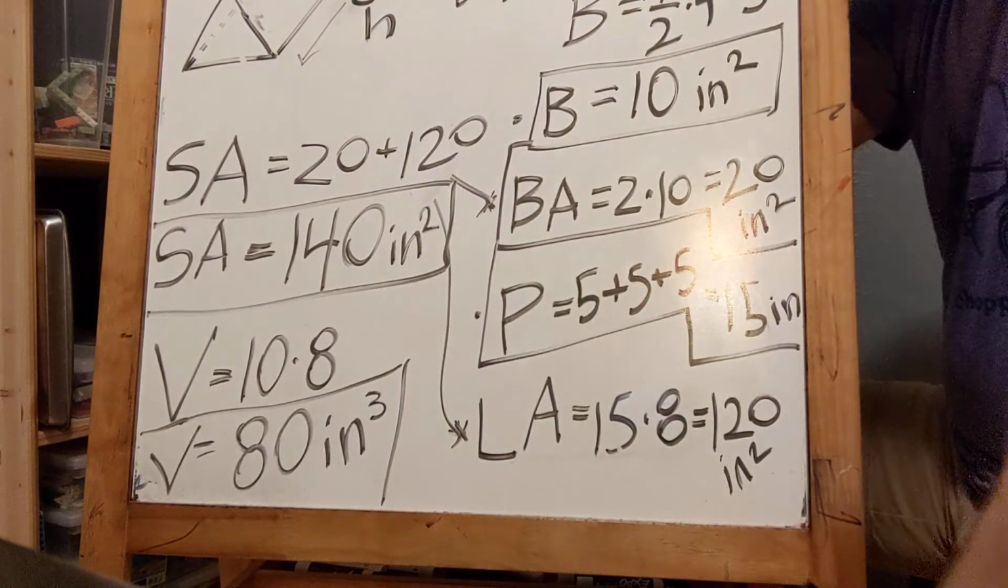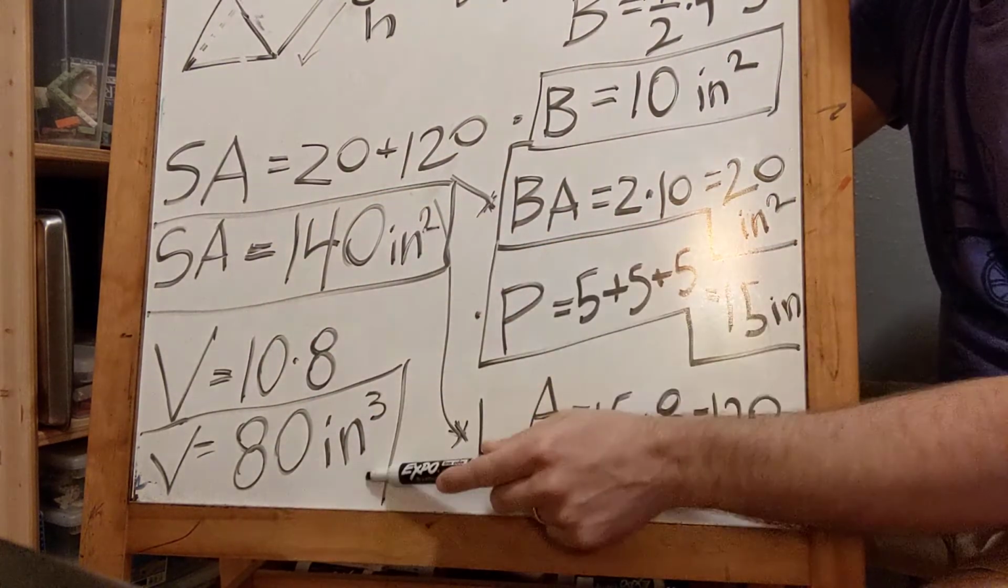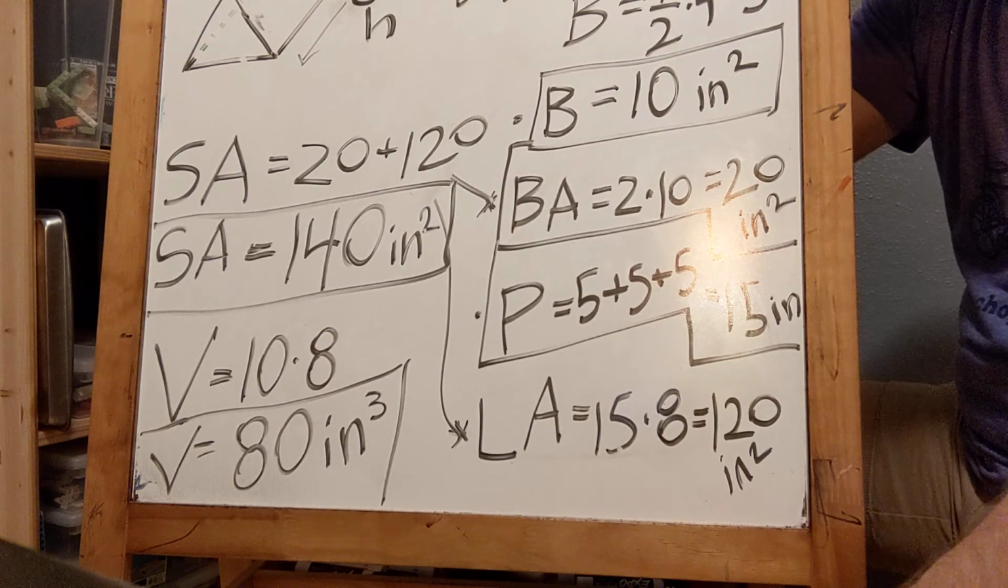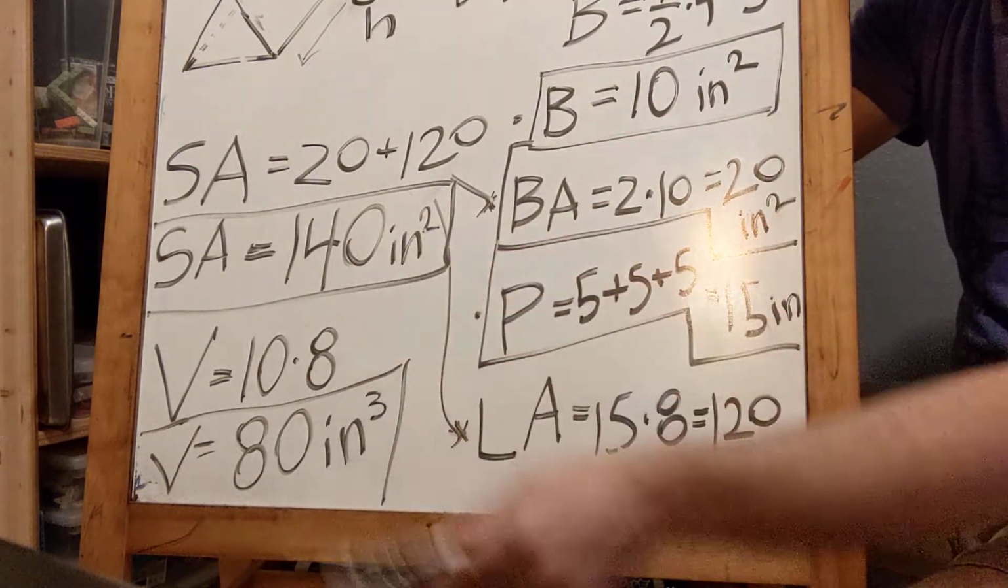And so we found everything. Remember, really what you're trying to get at are these two values. On all these problems, surface area and volume are the things you need to get. Obviously, doing all this is how you get there, but this is the final answer that you're looking for.